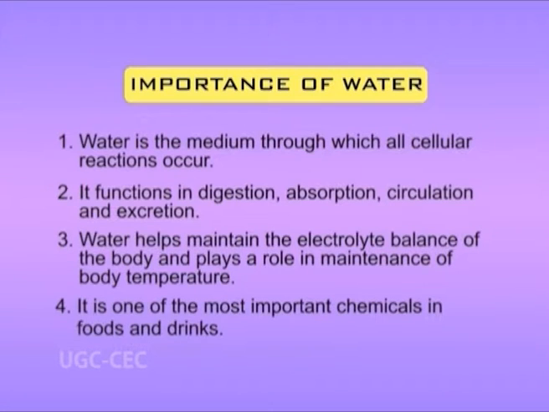It is one of the most important chemicals in food and drinks. Fruits and drinks contain more than 90% water. Milk is 87% water. Water influences the appearance, texture, and flavor of food. Water is also the dispersion medium in foods. Too much water in foods can be a danger as it favors the growth of undesirable bacteria and other organisms. Now, we'll see about the protein.